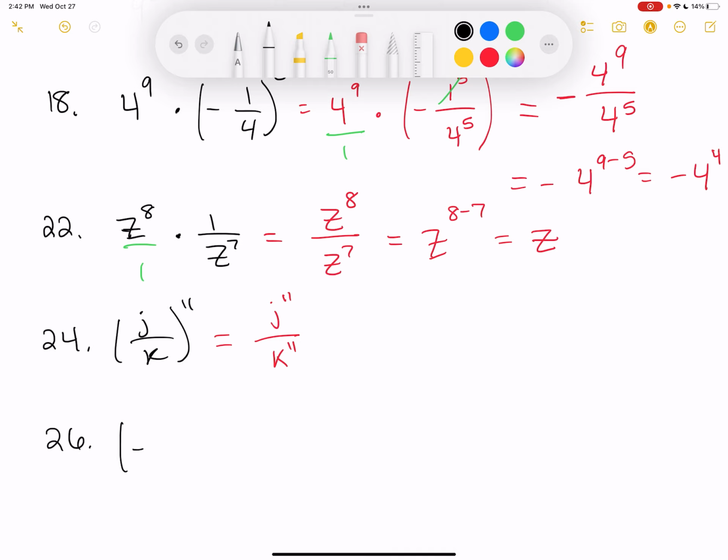Negative 1 over x raised to the 5th. How about this one? You add 5 to them. Okay, put 5 on both of them. So negative 1k to the 5th over x to the 5th. The 1 doesn't need the 5 on it, so I'm going to rewrite it as negative 1 over x to the 5th. Remember, if this had been an even power, you would need to get rid of the negative. But since it's odd, it stays.